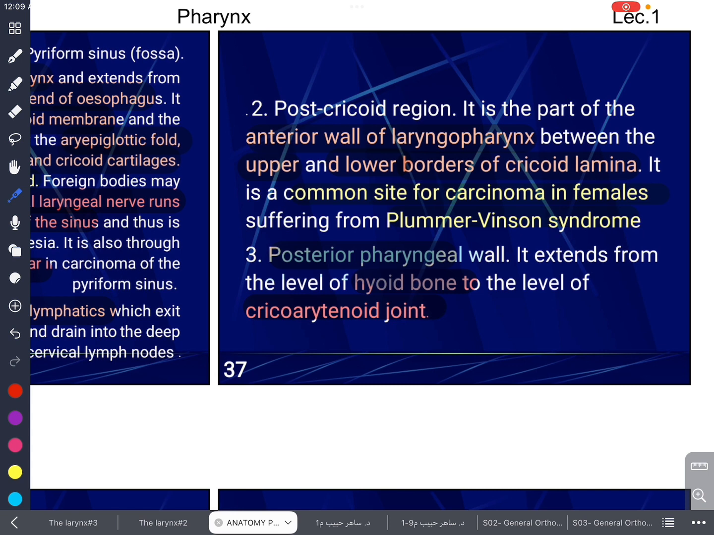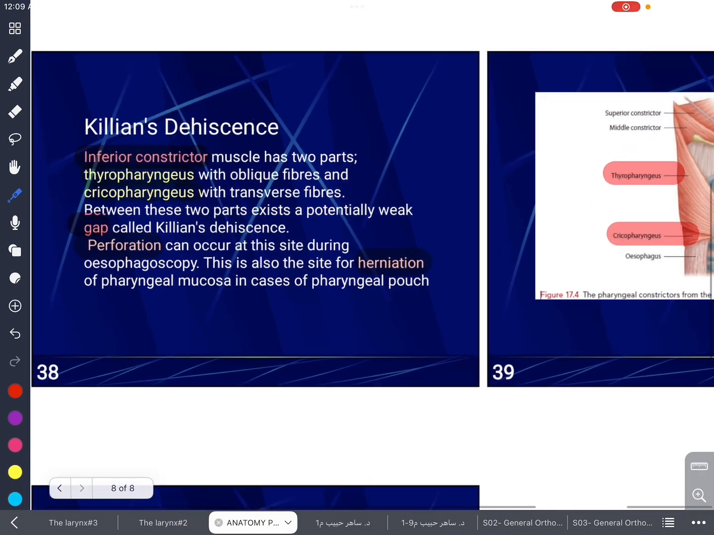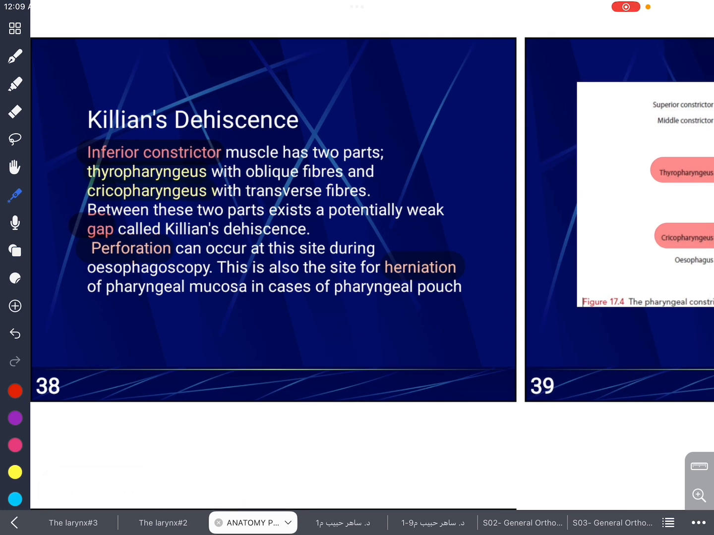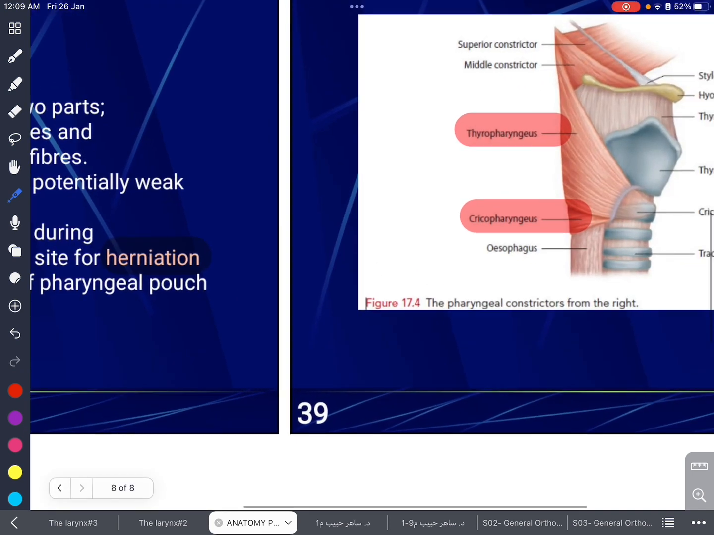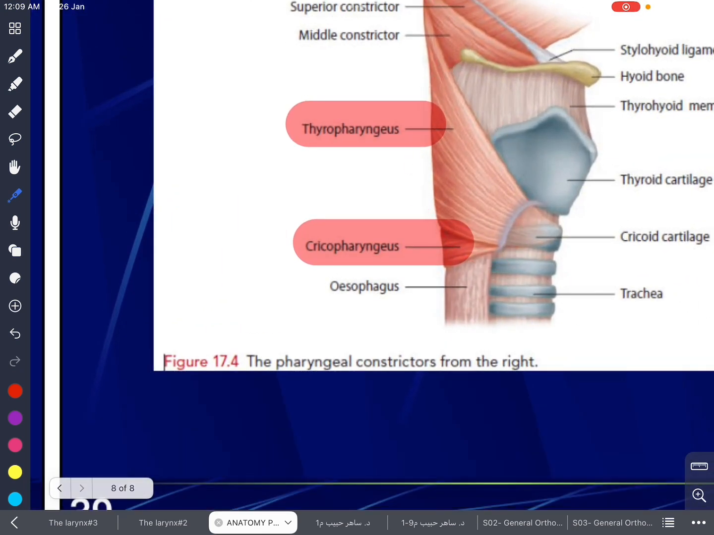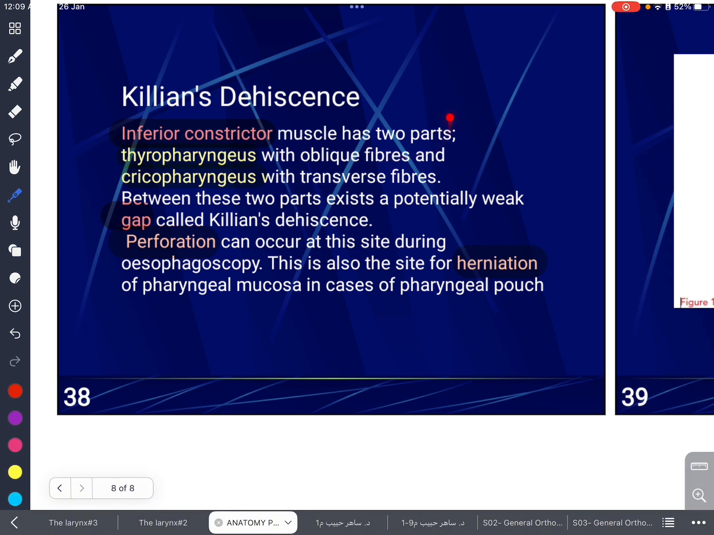And finally, the posterior pharyngeal wall extends from the hyoid bone to the cricoarytenoid joint. Here we're going to talk about the Killian dehiscence. You have to know that we have the inferior constrictor muscle that is composed of two parts, the thyropharynx and the cricopharynx. The thyropharynx has oblique fibers, and the cricopharynx has transverse fibers. So the inferior constrictor muscle has two parts, thyro- and cricopharynx. This one is oblique and this one has transverse fibers.